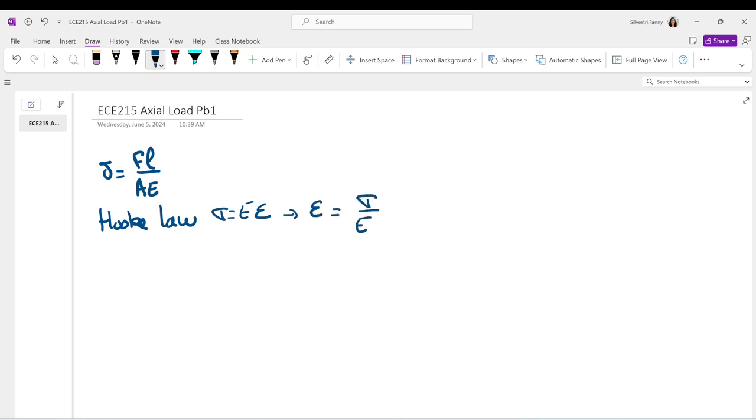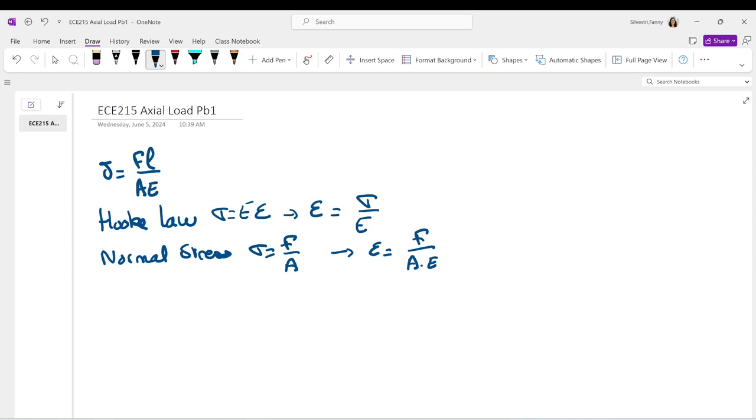Okay. We know for the normal stress, we know the normal stress sigma equals F divided by A. So if we plug in sigma equals F divided by A, we can write that epsilon equals F divided by A times E. Okay, I plug in the sigma.